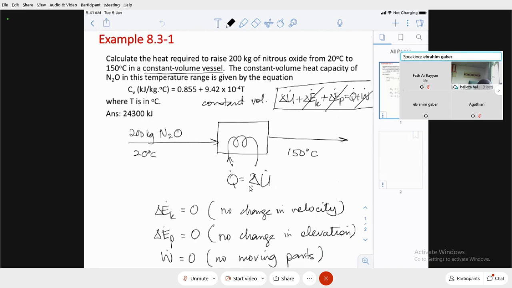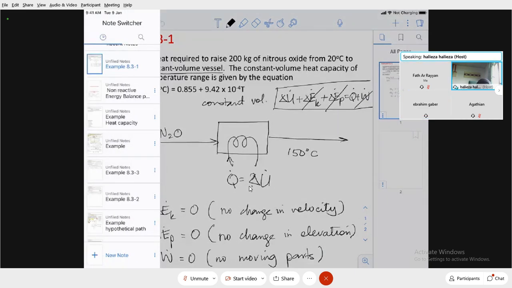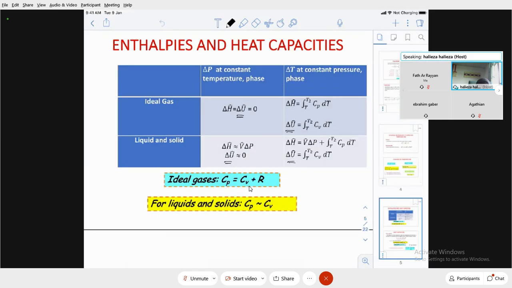Okay. So now let's go back to our table. It's gas, we're looking at gas, with a change in temperature. So what is the equation for delta U, our change in internal energy? What is the equation to get your internal energy change? Anybody? Delta U equals CV delta T. Okay. That's the equation.